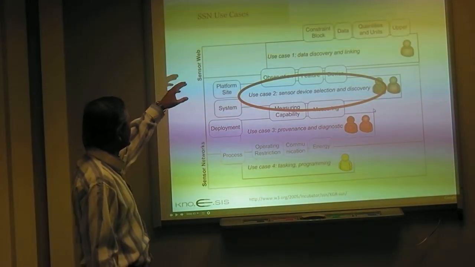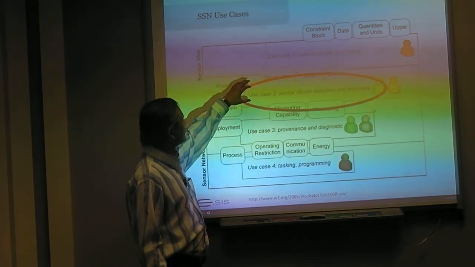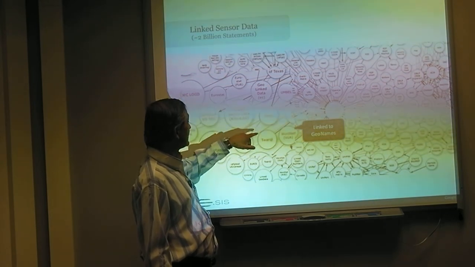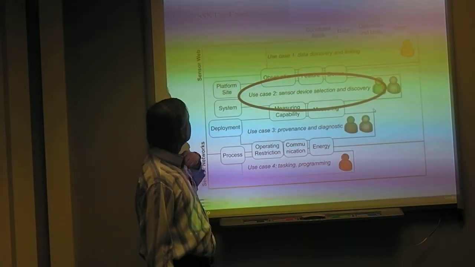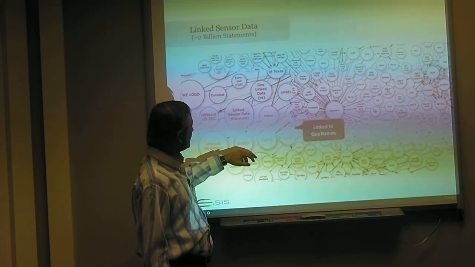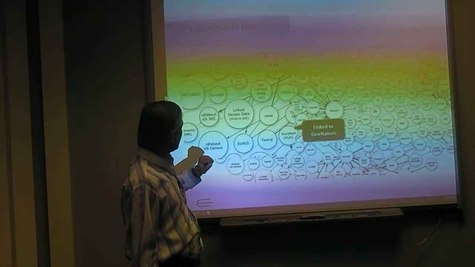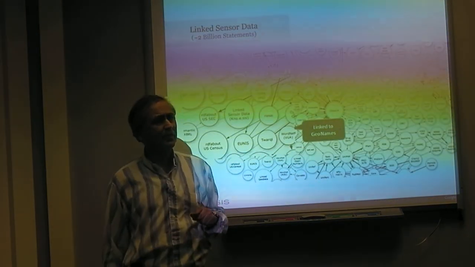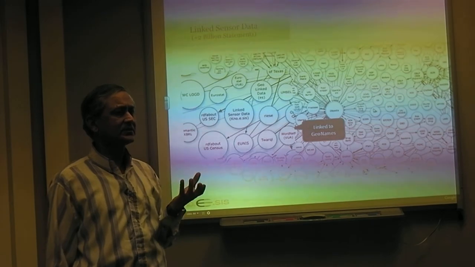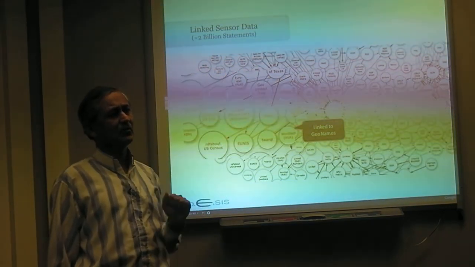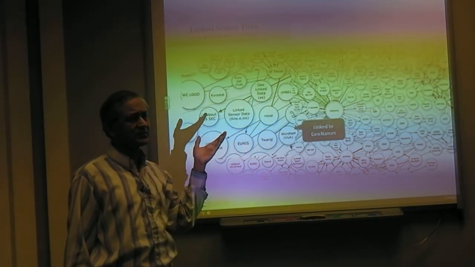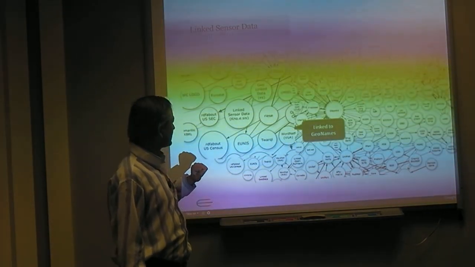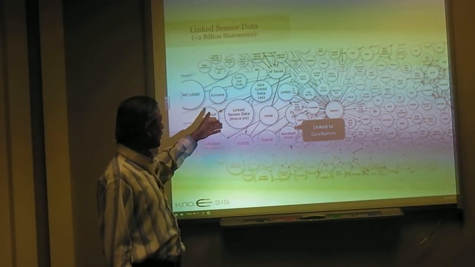Here, in this particular use case, is sensor device selection and discovery. Here is one use case where we took a lot of data, so you see the linked sensor data from Noesis. We took a lot of data from weather sensors and published it as linked open data. I think this was 1.7 billion triples, one of the largest early efforts like that. Of course, this can grow as much as we want.